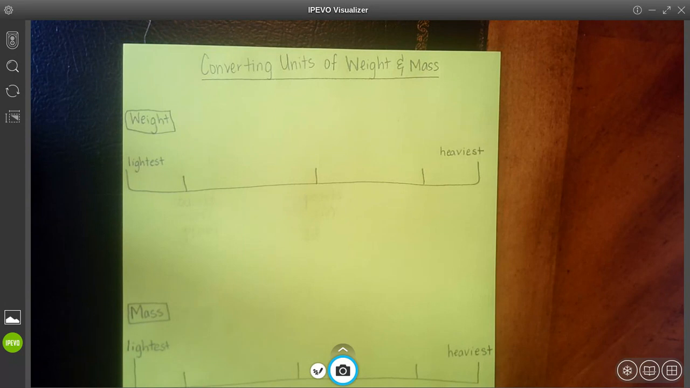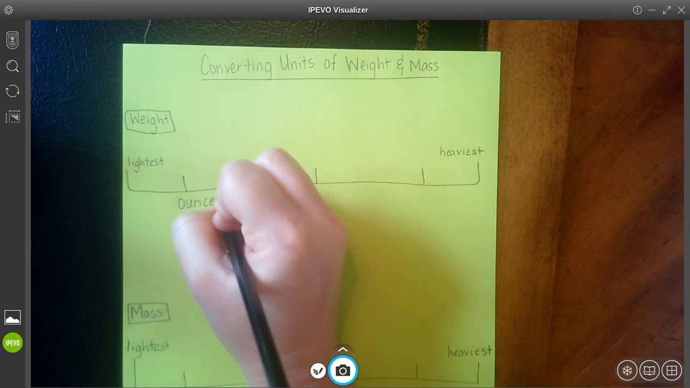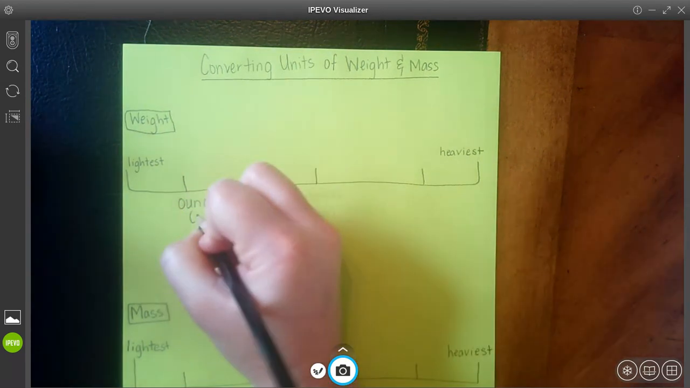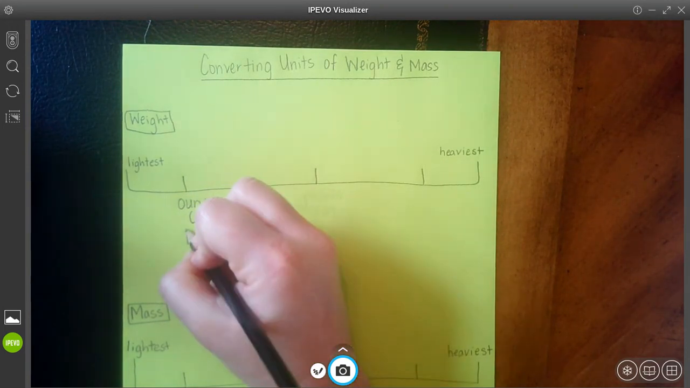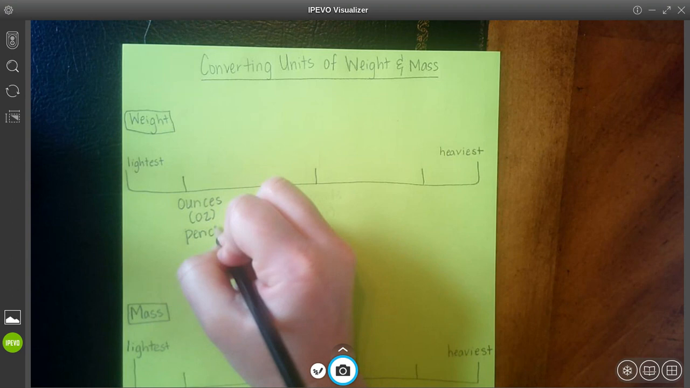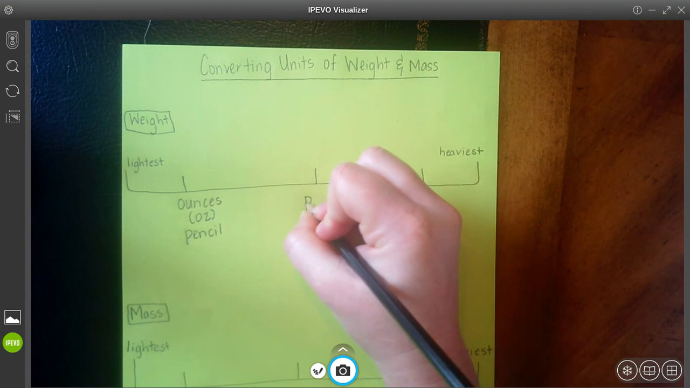We're going to be looking at converting units of weight and mass. So first, let's take a look at weight so we can fully understand the units. The first unit, the lightest unit to measure weight, is ounces. Ounce is abbreviated OZ. When I think of ounces, I think of something like a pencil, one slice of bread, a key, something light.